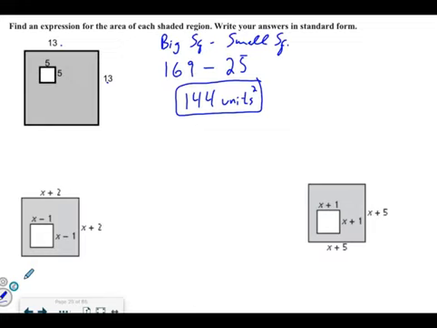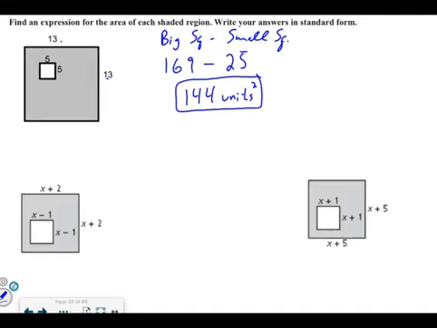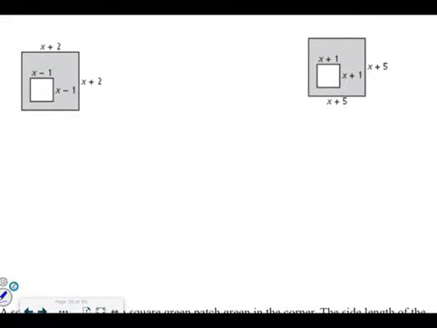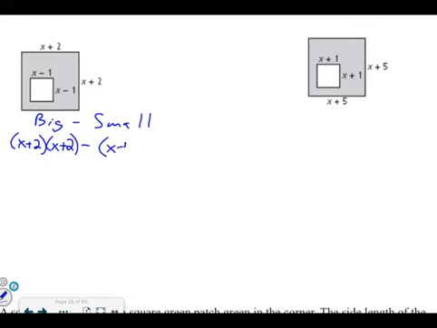Now when we do it with algebraic expressions, the big picture is still the same. We're still going to do the idea that it's a big square minus a small square. Now I'm going to go kind of quickly, so make sure you hit pause if you need to catch up on your writing or anything like that. All right, so first one here, we have the shaded area. So I'm just going to go with the big one minus the small square. So the big square is x plus 2 times x plus 2, just length times width. The small square is x minus 1 times x minus 1.